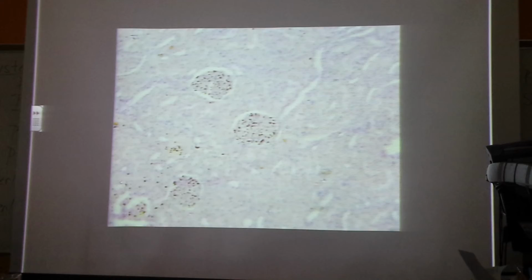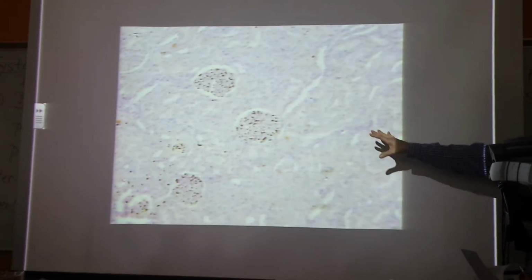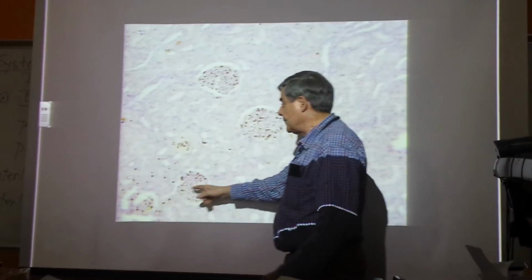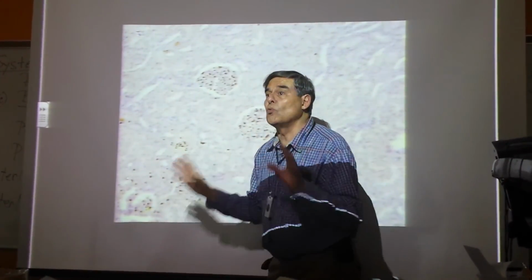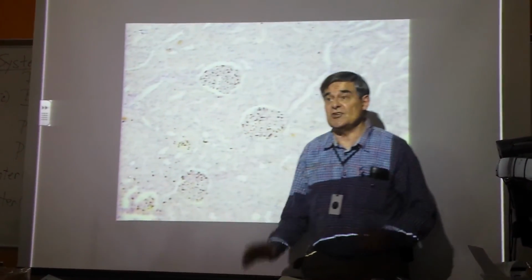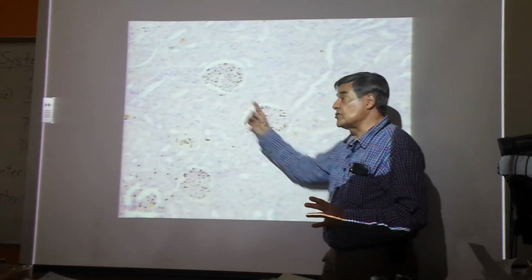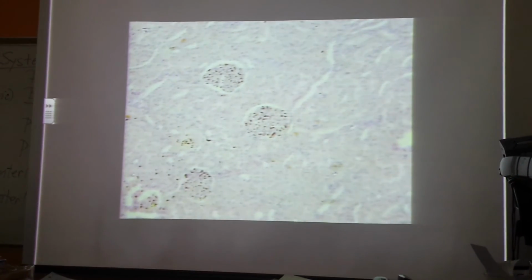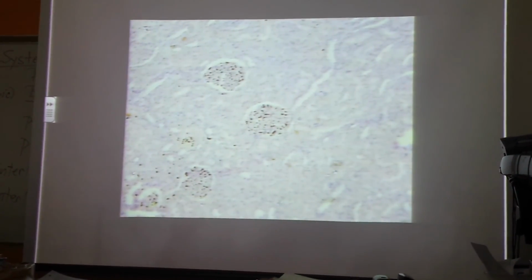But again, if you ask what region this is, it's what? Cortex. Why? Because of the glomeruli, or the renal corpuscles. They're only found in the cortex, as is most of the nephron. But these are very obvious. So if you see those, you know you're looking at the cortex. So let's look at the medulla.